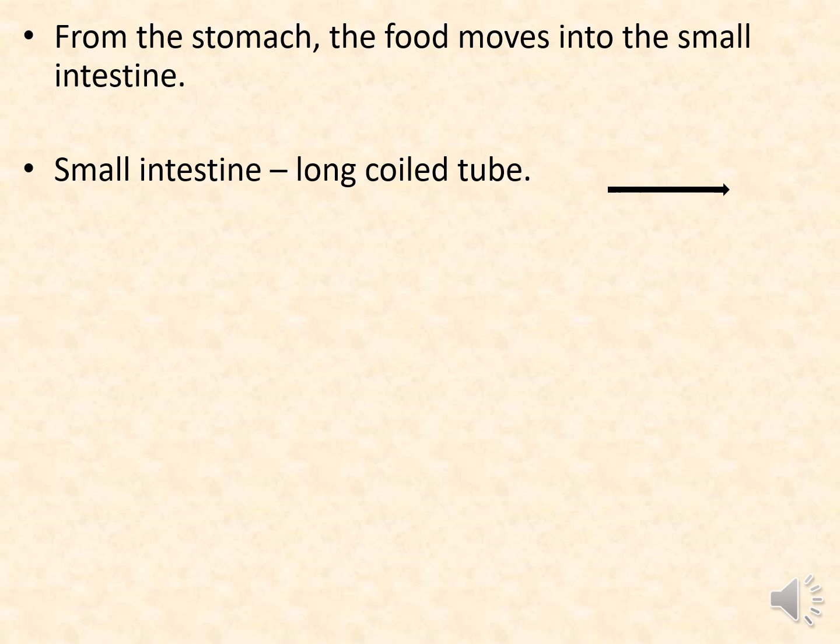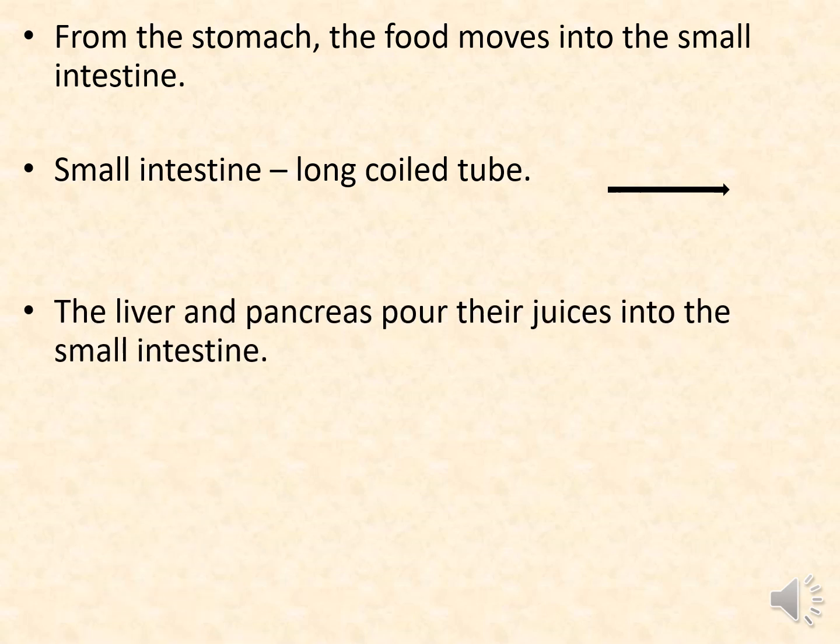Long coiled tube. The liver and pancreas also pour the juices into the small intestine. We have mentioned in the digestive system that liver and pancreas also pour the juices into the small intestine. Basically, all the absorption of food takes place in the small intestine.